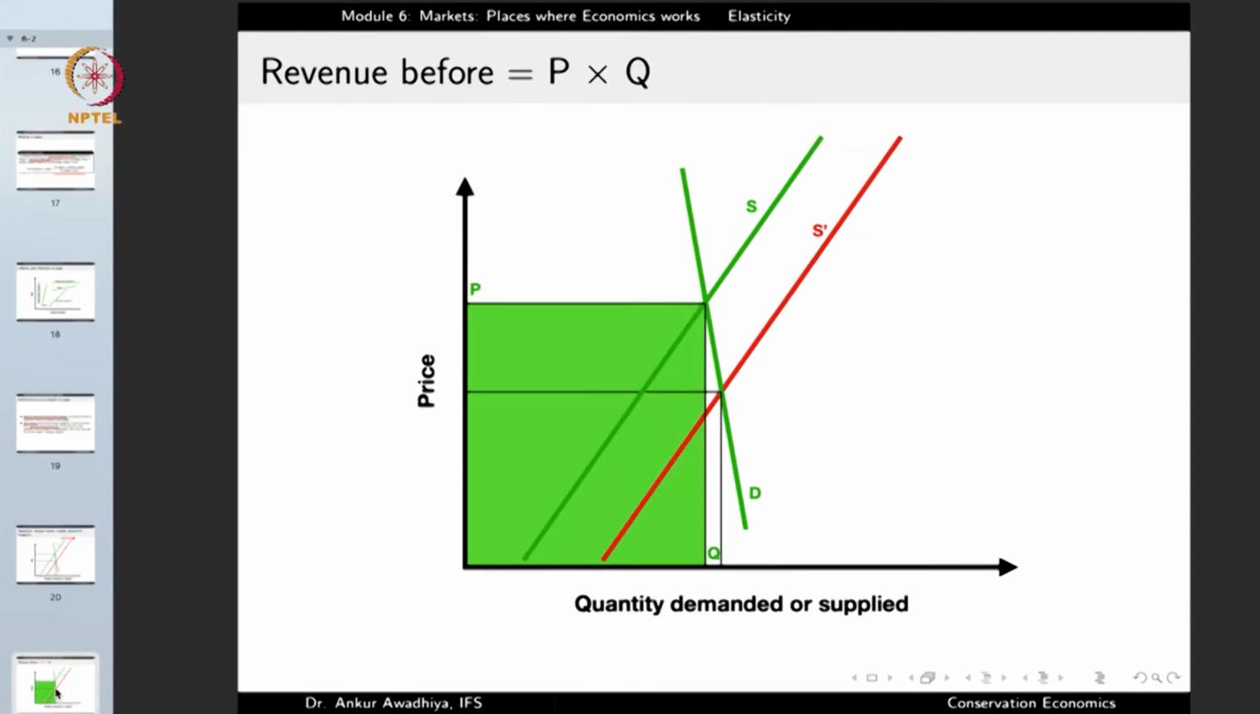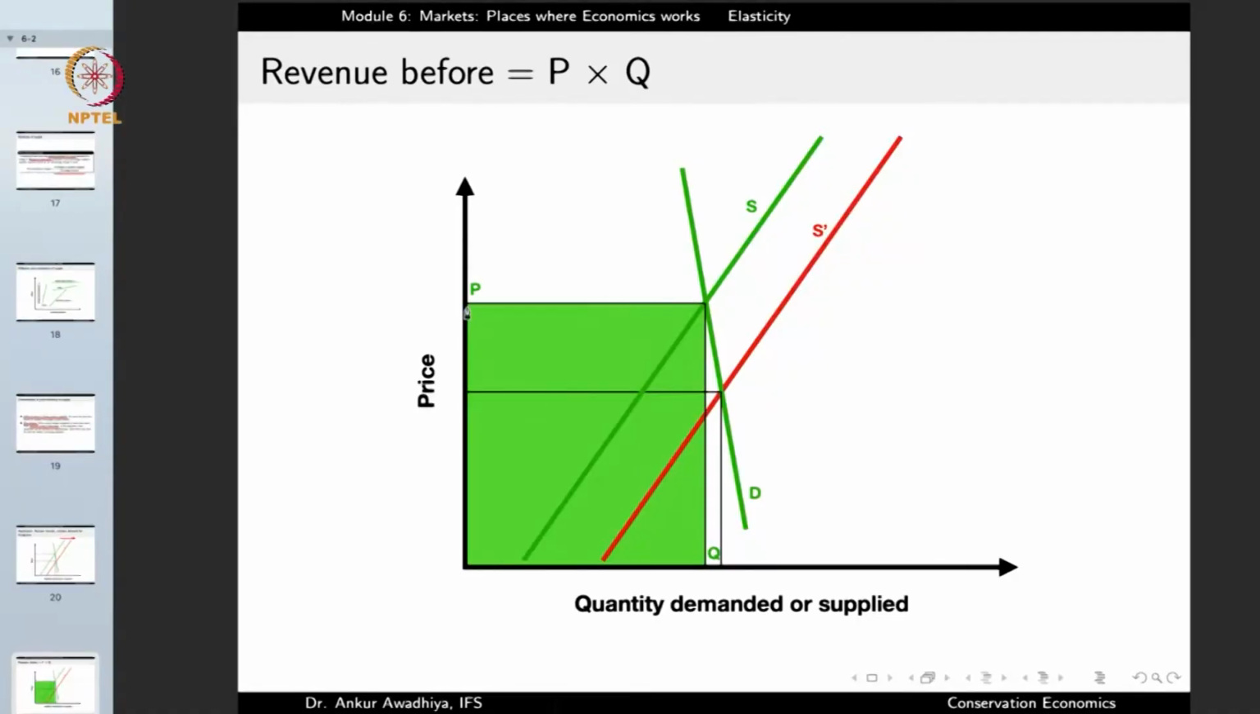Now, the revenue that the farmers earn is given by the price of the product multiplied by the total quantity that they supply. So, if the price increases, the revenue increases. If the total quantity that they supply increases, the revenue increases. So, earlier, the price was given by this figure, the quantity supplied was given by this figure, and so the revenue is given by the area within this rectangle as shown in green color, because this was the earlier equilibrium.